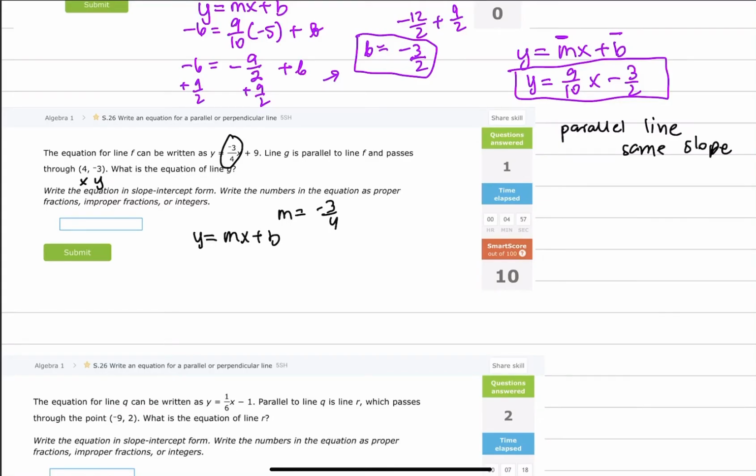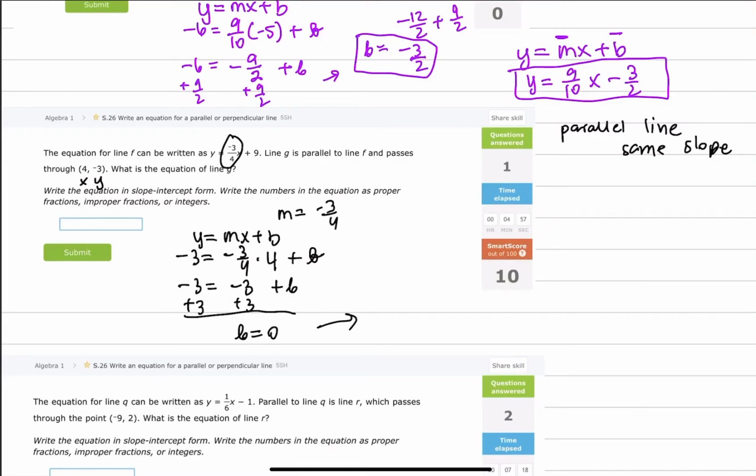So y was negative 3. The slope is negative 3 over 4 times x, which was 4, plus our b. Okay, so negative 3 over 4 times 4 is just negative 3 plus b. We're going to add 3 to both sides, and we get that b equals 0.